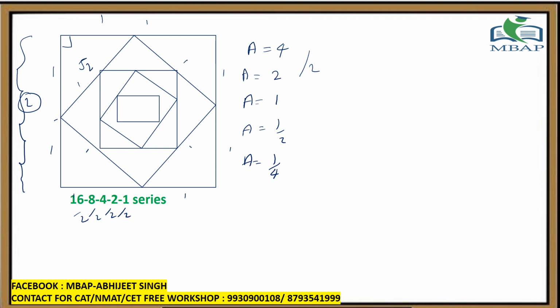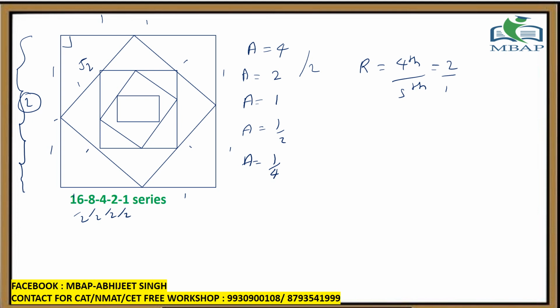Now imagine in this case the question is: find the ratio of the area of the fourth square to the area of the fifth square. Even if you don't know the length of the bigger square or the inner square, you can very well say the ratio is going to be nothing but 2 by 1, because you're comparing the fourth and the fifth. Fifth is going to be the interior square.